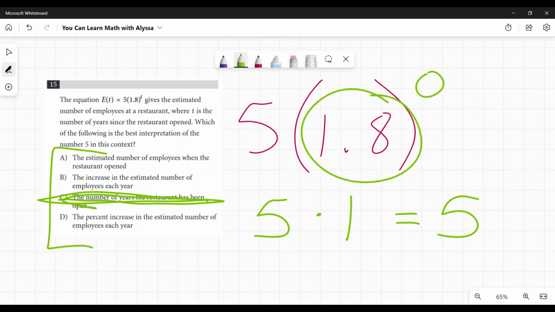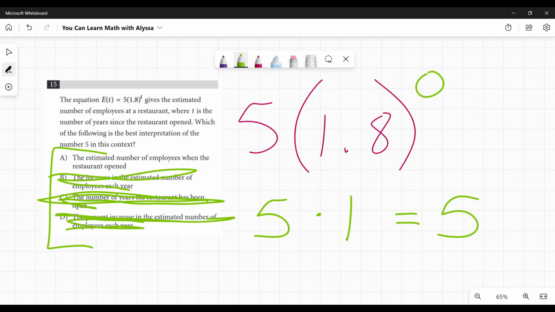No, that's going to be the base when we go 1.8 to the power of t. That's going to be our estimated increase or decrease. D, the percent increase in the estimated number of employees each year. That's pretty close to B, excuse me. And we're left with A, the estimated number of employees when the restaurant opened, which I'm sure you were already yelling at me.